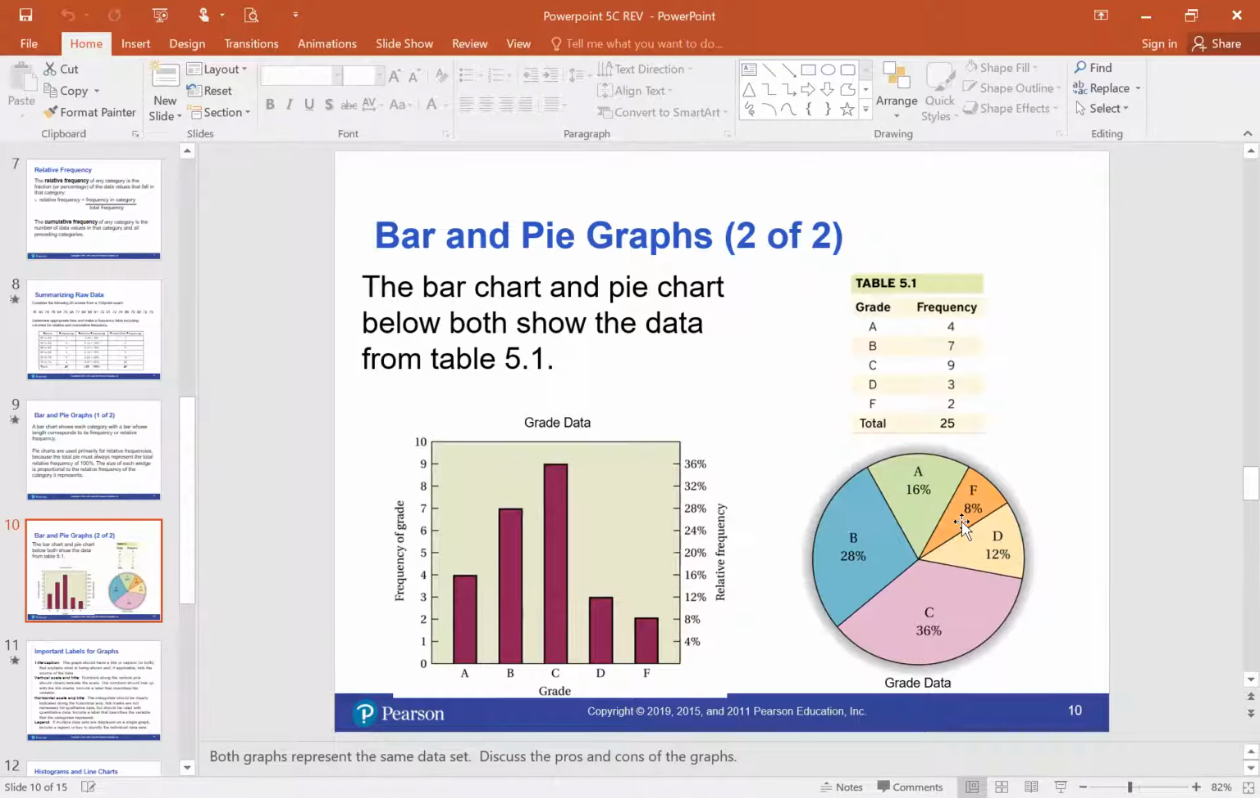So what I would have done to make my pie, since I had 25 total frequencies, I'd have divided my pie into 25 pieces. And then for the B's, I would have colored in 7 of the 25. And then so on. My C's, I would have colored in 9. Okay.